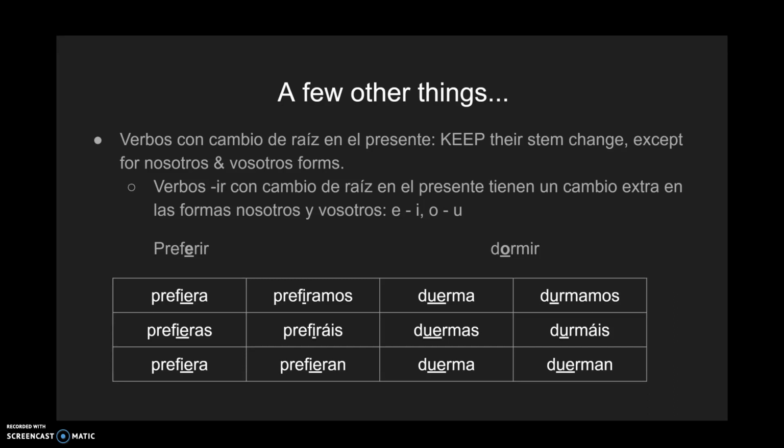So you'll notice that the two verbs I chose for the examples, preferir and dormir, are both IR verbs because they have that extra stem change, and I wanted you to be able to see what that extra stem change looks like in the context of a whole conjugation. So for preferir, you have prefiera, prefieras, prefiera, prefiramos, prefiráis, and prefieran. For dormir, you have duerma, duermas, duerma, durmamos, durmáis, y duerman.